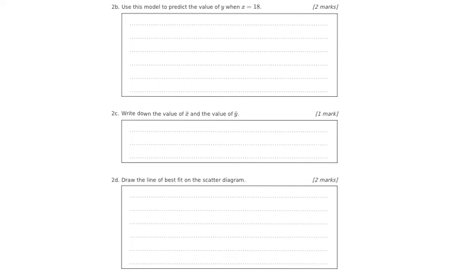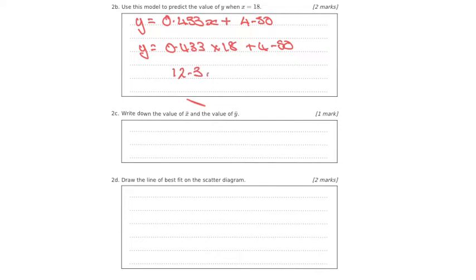2b, use the model to predict the value of y when x is 18. So put the value x equals 18 into the equation y equals 0.433x plus 4.50. So we get y is equal to 0.433 times 18 plus 4.50, which gives you the value of 12.3 to 3 significant figures.